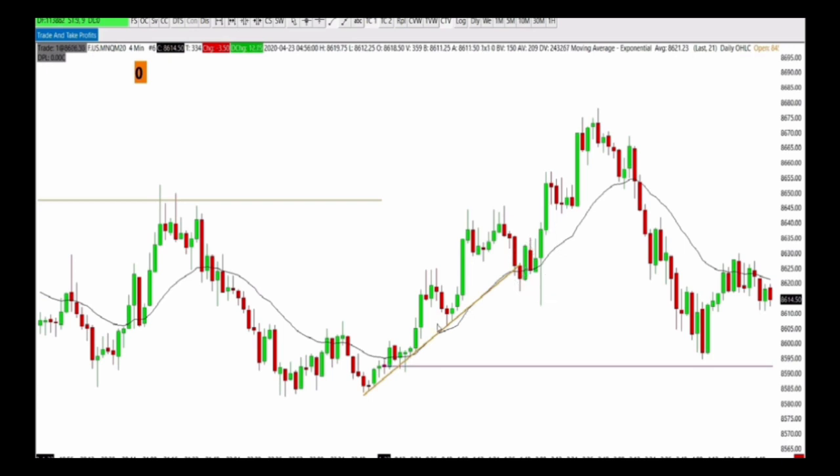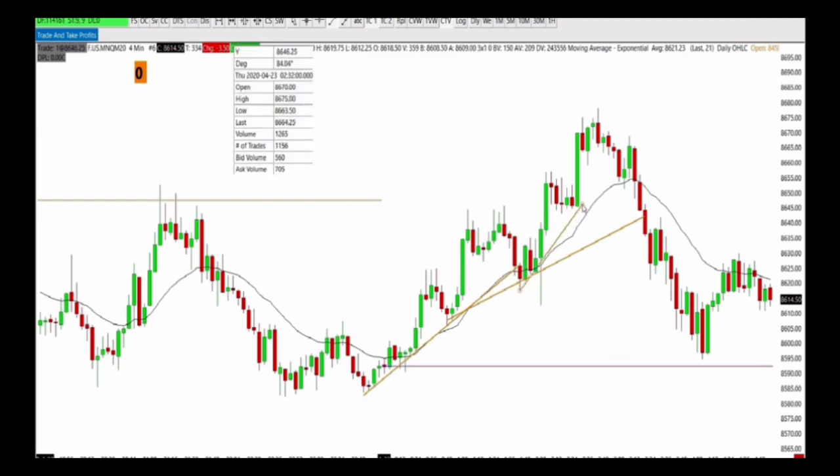So what you would do is take these two swings and connect it like this, right? And then you see the market going up like that again. What I would try to do is connect these two swings. If it can't go like this, I would just try to use this right here.